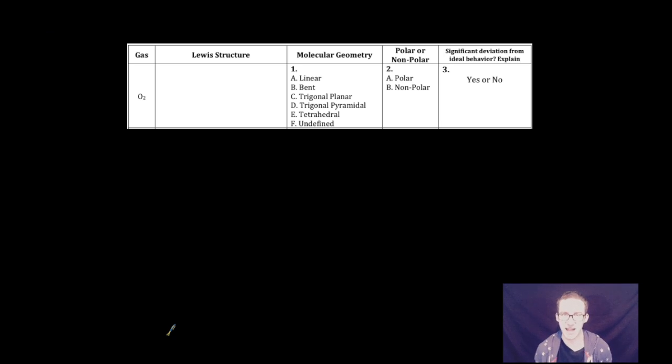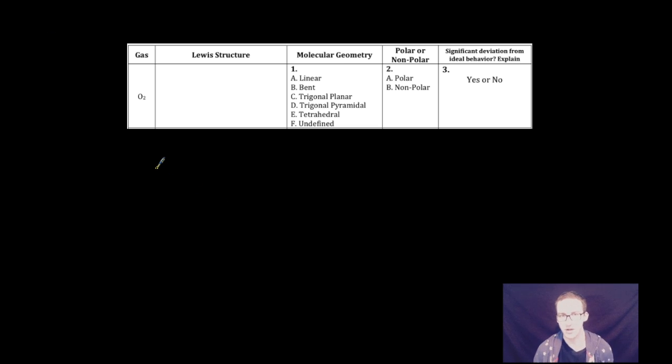I always like to go back and revisit the idea of Lewis structures for good practice, and it's also a good way to help identify which gas molecules will deviate more significantly from ideal behavior. Remember, the more polar the molecule is, the more likely it is to deviate from ideal gas behavior.